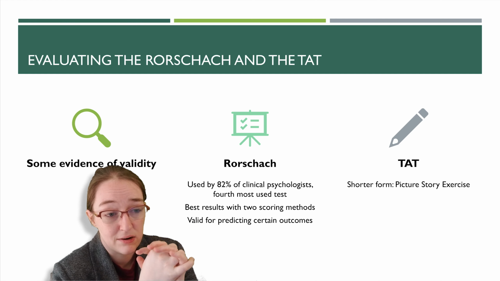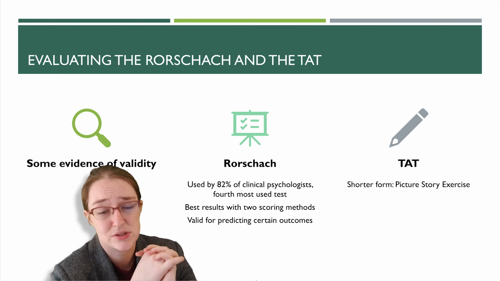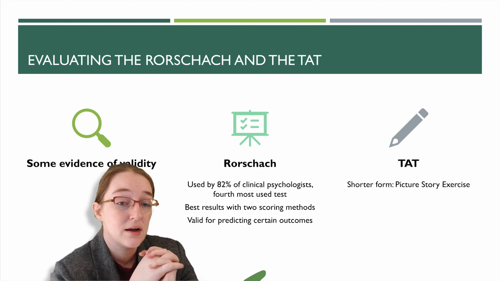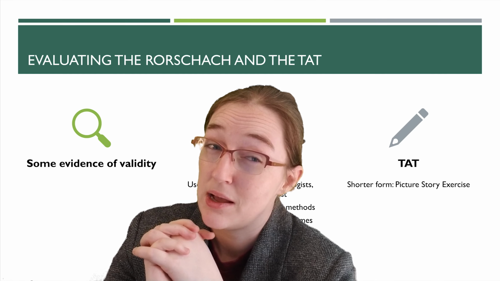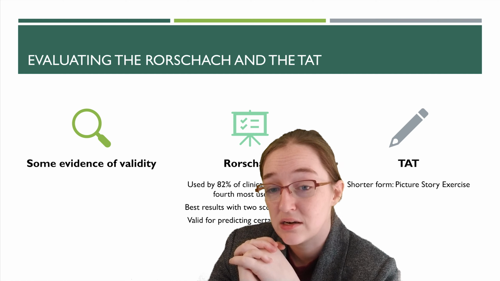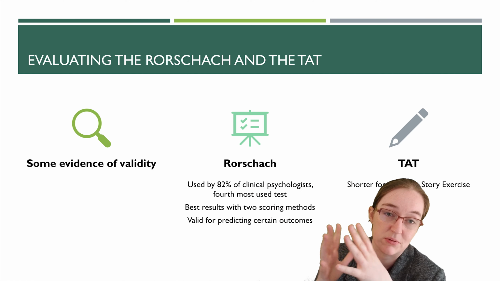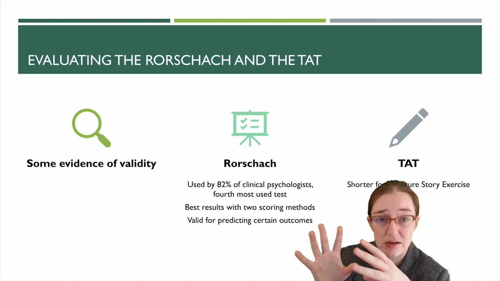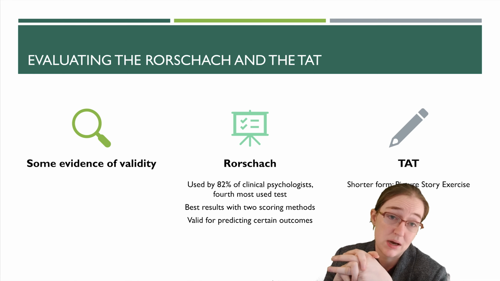Now, the TAT has a shorter form, the picture story exercise, which is pretty decent, and shorter is usually cheaper, but also a little less reliable, as we saw. So there are some areas where there's some incremental validity, helping above and beyond other tests, beyond the easier and simpler tests like the MMPI.